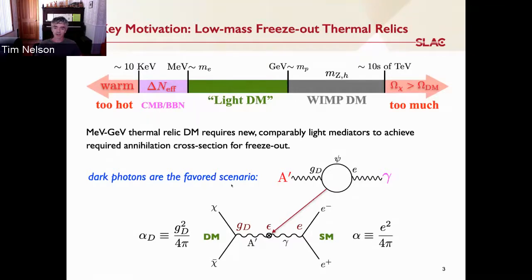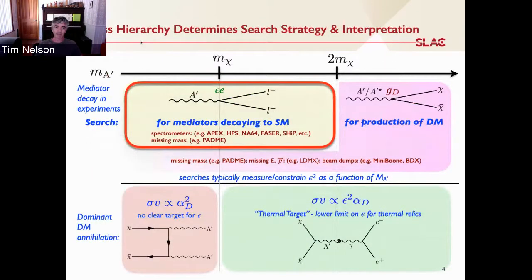So dark photons are actually the favored scenario for this coupling between the dark sector and the standard model sector, where in this direct annihilation diagram, one has dark matter on the left side coupling to the dark photon through alpha dark, the standard model on the right side coupling to the photon through alpha, and in the middle, this kinetic mixing epsilon. So in our experiments, when we produce dark photons, what happens to them depends on the relationship between the dark photon mass and the dark matter mass. In particular, what we're interested in here is the case where the dark photon is lighter than twice the dark matter mass. If I produce an on-shell dark photon in my experiment, it has no choice but to decay back through kinetic mixing to standard model particles, either, for example, e plus e minus or mu plus mu minus. And so in those experiments, we say we're looking for dark photons that are decaying to the standard model.